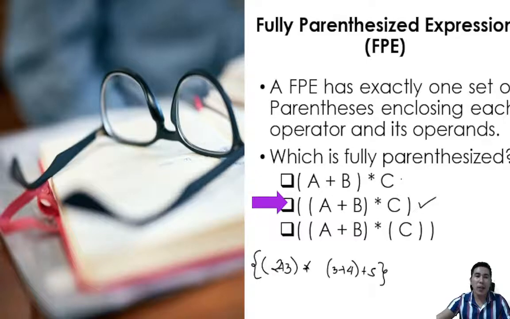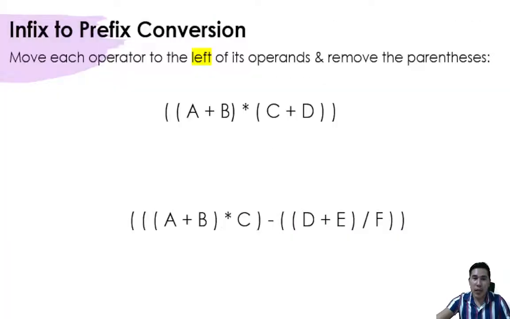Okay, so we're done with the evaluation of expression. Now, let's talk about the conversion of one notation into another notation. If you are going to convert an infix to a prefix expression, you just have to move each operator to the left of its operands and remove the parentheses. Going to the left means we shift the operator to the left.